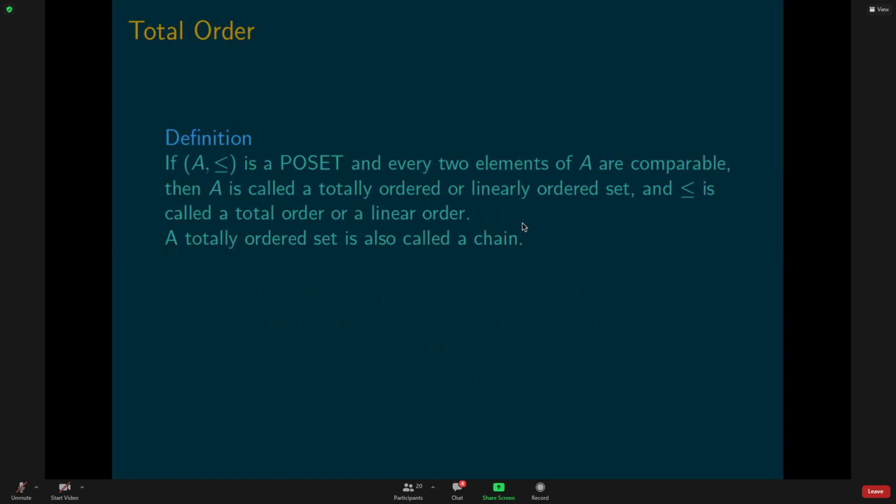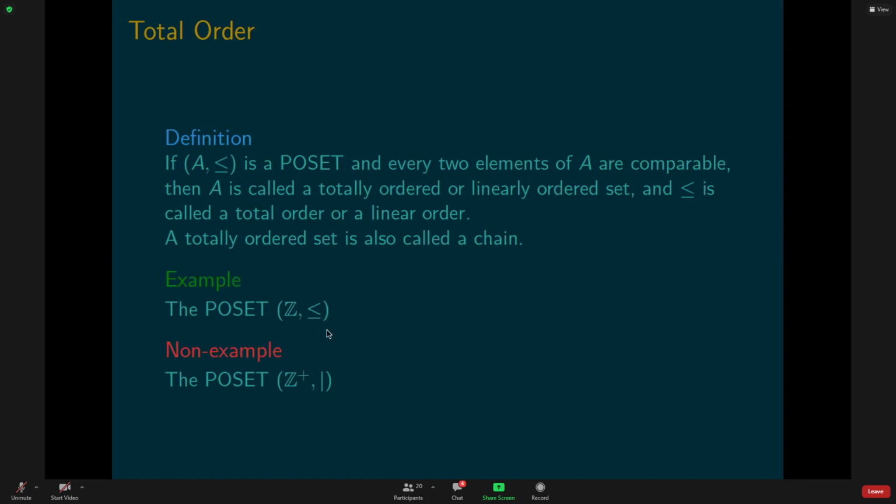Now, a total order is when we do not have incomparable elements. For example, in the divisibility, we saw before that there are incomparable elements, so it's not a total order. But if everything is comparable, all pairs of elements are comparable, then we call it a total order. For example, Sena's example, with real numbers, this would be a totally ordered set.